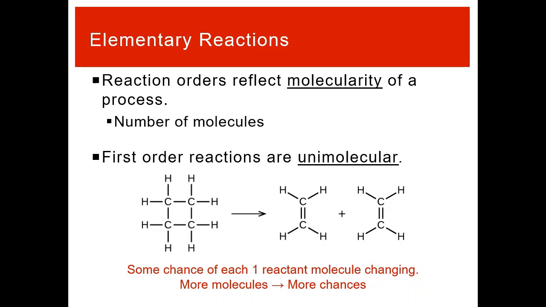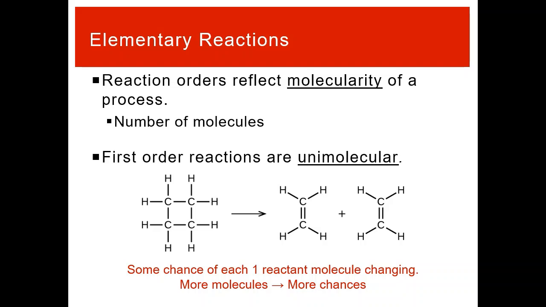So uni meaning like one. So unimolecular is one molecule. So these would be reactions or processes where one molecule just undergoes a change. It could be something like light coming in with the ozone example, or it could be something like this reactant, called cyclobutane. It is relatively reactive with itself and will fall apart and become two ethylene molecules that we have on the right. And so there is some chance of one reactant molecule changing, right?